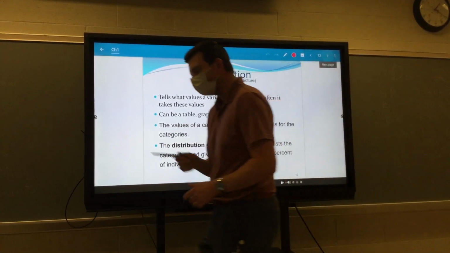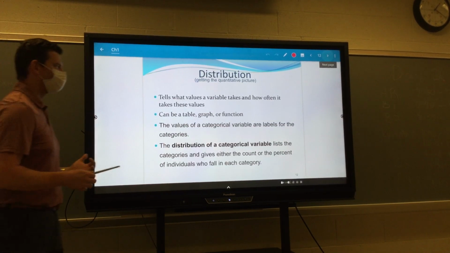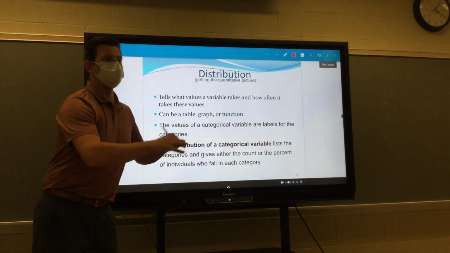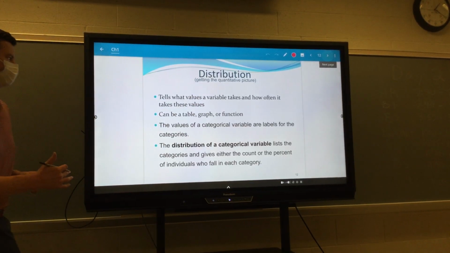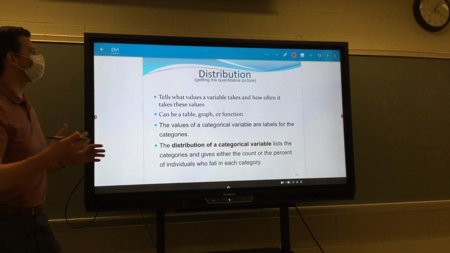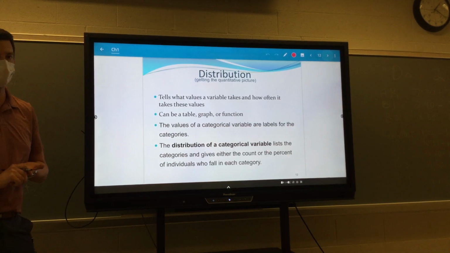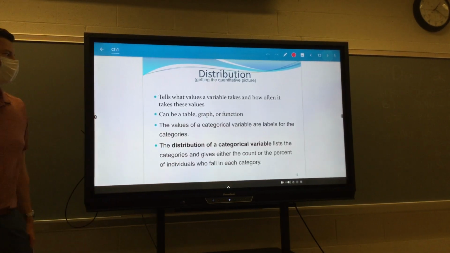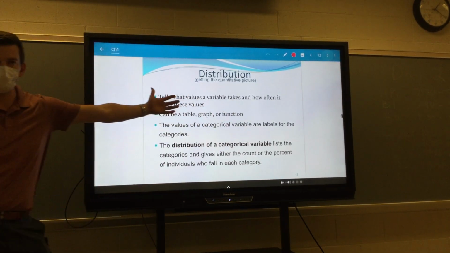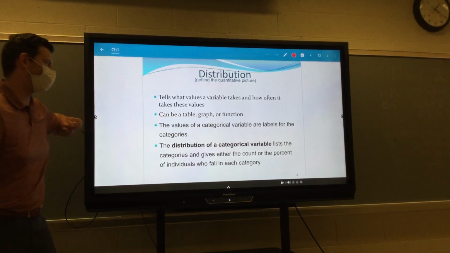Now, to look at the picture of what's going on, we want to look at the distribution when we're dealing with quantitative variables. This distribution tells us what values a variable takes and how often it takes these values. Now you can get these values in a table, a graph, or a function. Typically, we're not going to get them from a function. We'll either have our data in a table or on a graph.